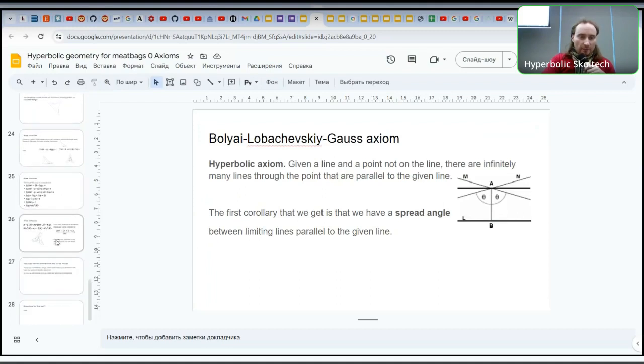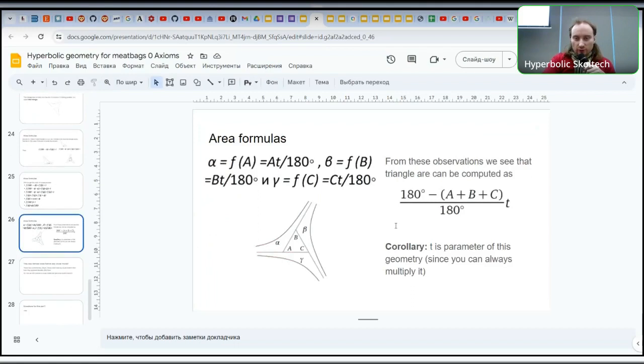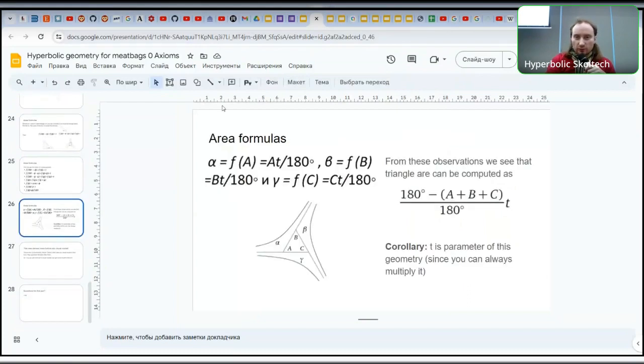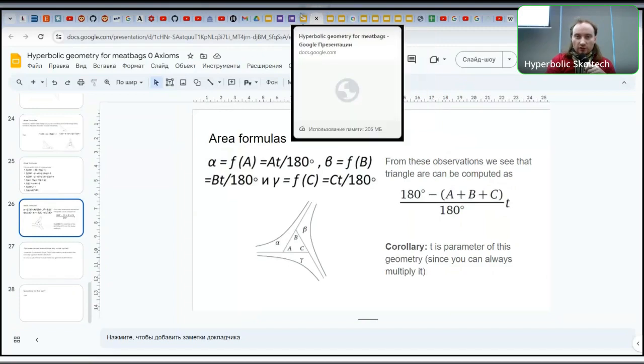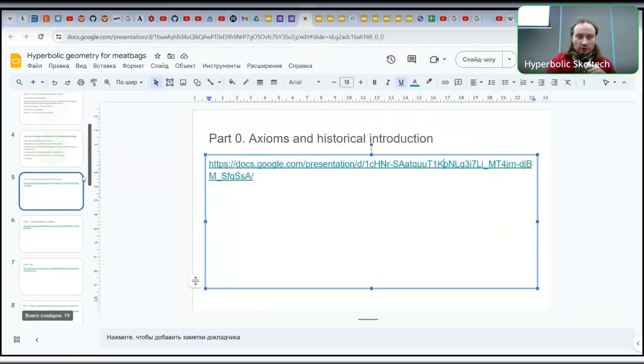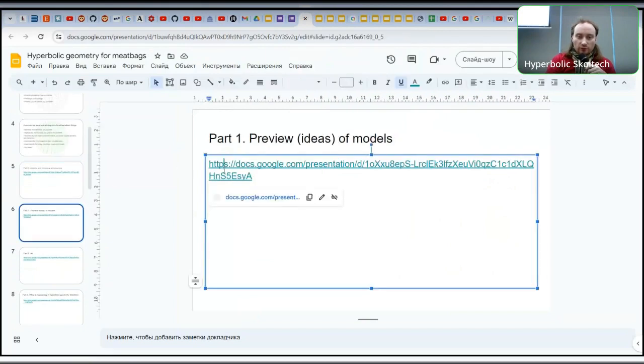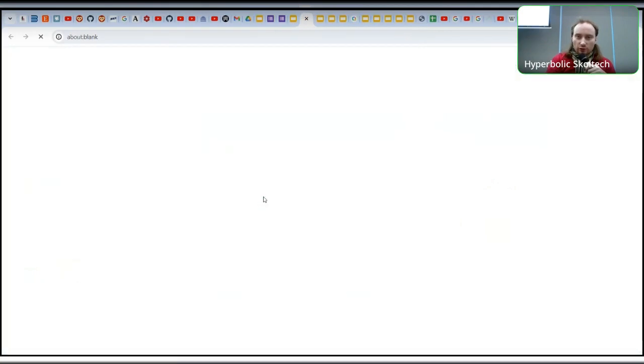We proved the area formula for a triangle given its angles. So here A, B, and C are angles, and T is the maximal area of a triangle. Okay. So this might be proven from axioms, and actually there were some models which we will discuss more thoroughly today.